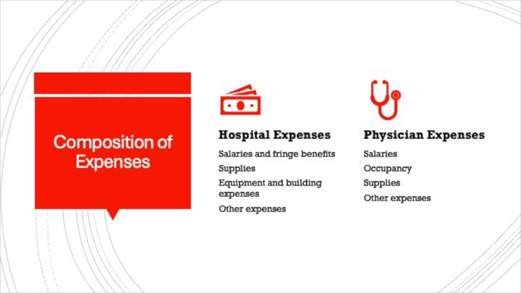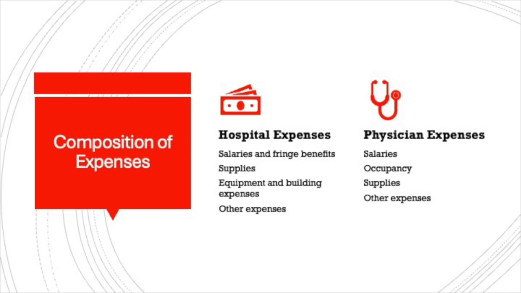To effectively manage expenses, it is essential to understand their composition. In hospitals, salaries and fringe benefits for staff typically account for the largest share of expenses, often exceeding 50% of total costs. This highlights the importance of workforce planning and productivity management. Supplies, including medical materials and pharmaceuticals, are the second largest expense category, followed by equipment and building expenses such as depreciation, maintenance, and utilities. Other expenses may include professional fees, insurance, and administrative costs.